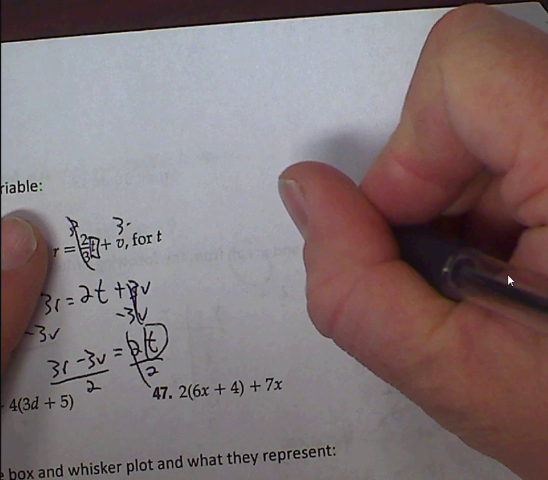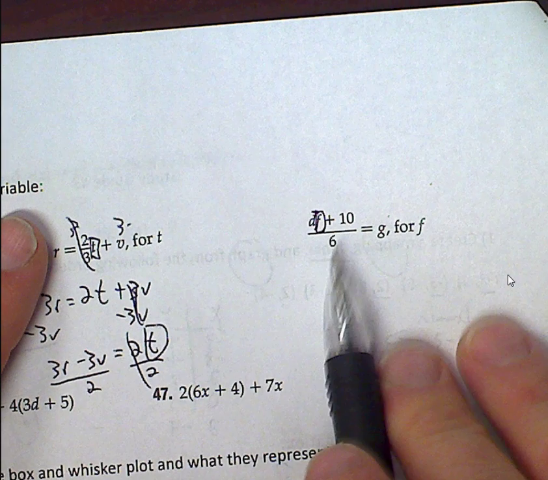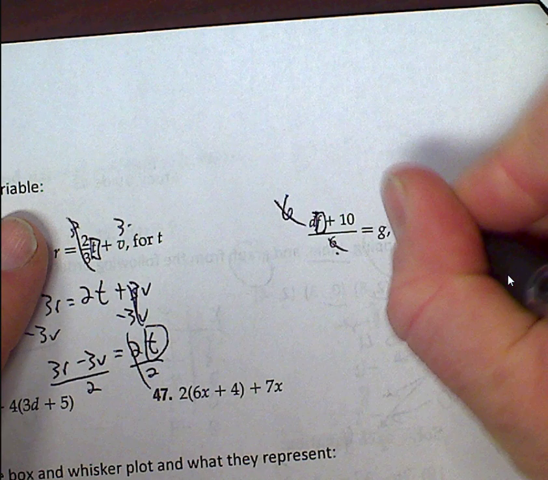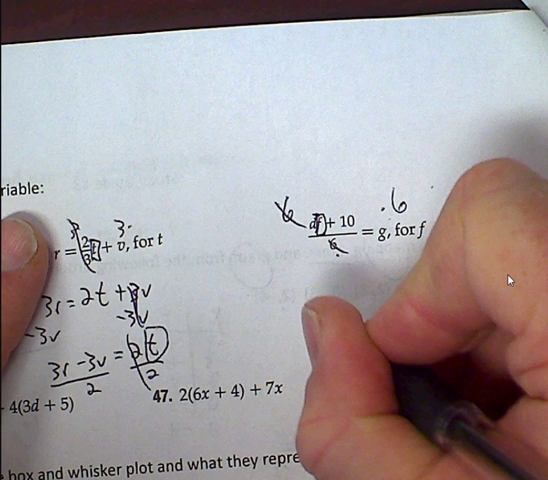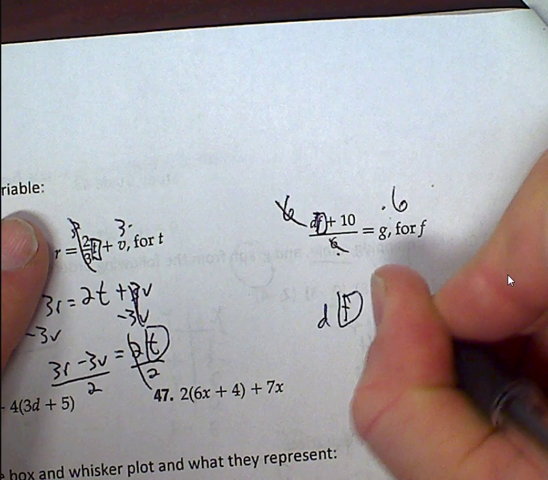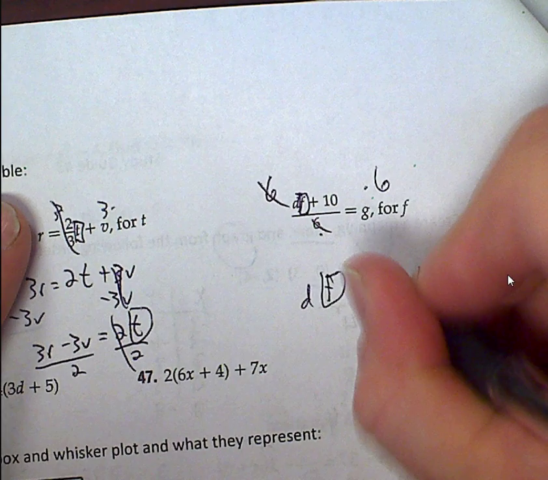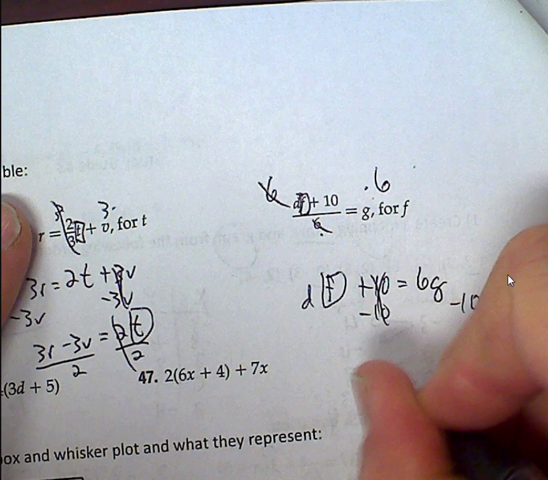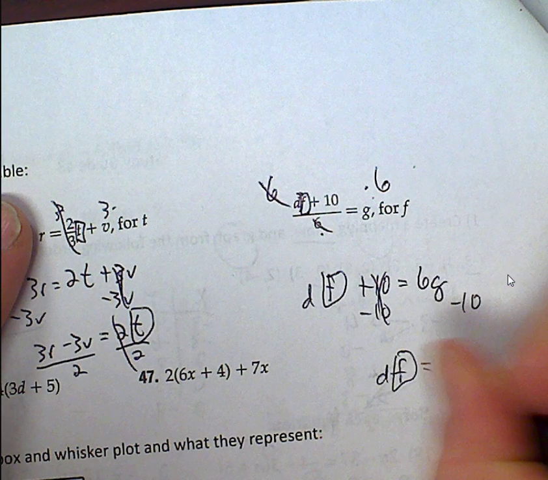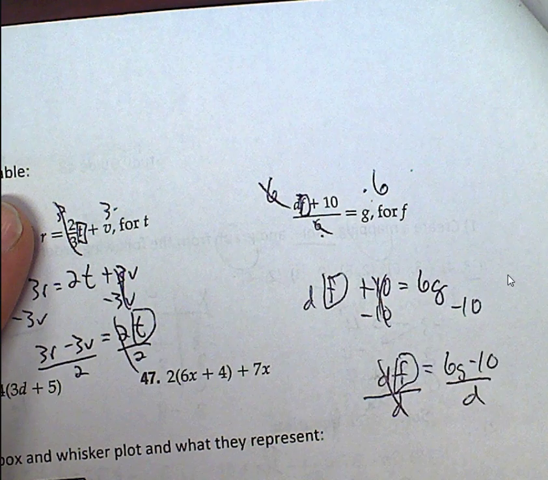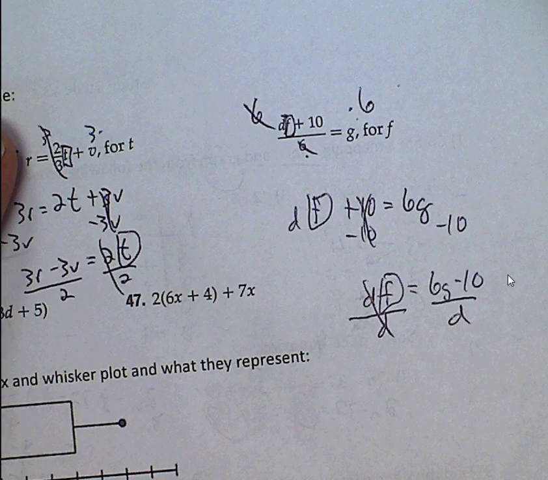Letter F. If I need to get f by itself, I need to get rid of my denominator first. So I'm going to multiply this by 6 and this by 6. So df plus 10 equals 6g. Get rid of what's not attached. So df is equal to 6g minus 10. Divide by what is attached, and I get 6g minus 10 divided by d.